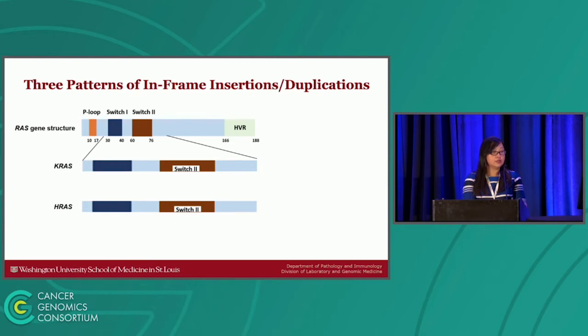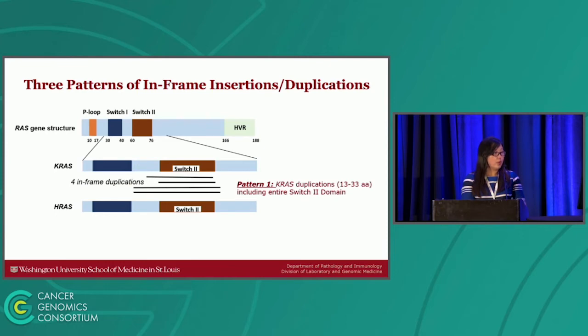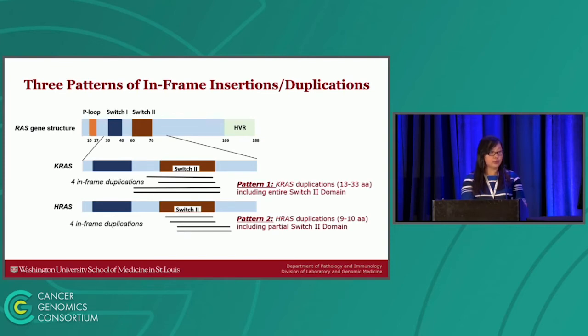And if we take a closer look at those in-frame insertions, we can notice 3 patterns. For pattern 1, we found 4 KRAS in-frame duplications represented by the 4 black lines, and those duplicated regions are about 13 to 33 amino acids long and include almost the entire switch II functional domain. For pattern 2, we found 4 KRAS in-frame duplications represented by these 4 black lines, and those duplicated regions are about 9 to 10 amino acids long and include part of the switch II functional domain.